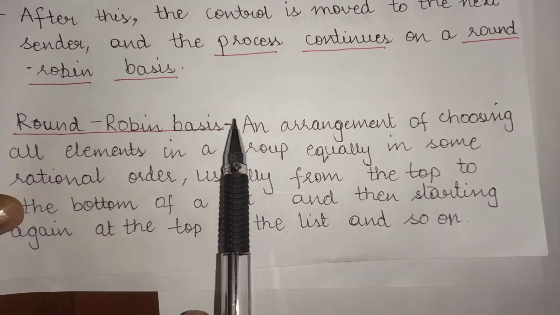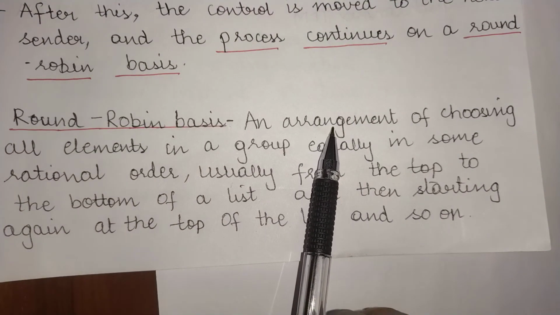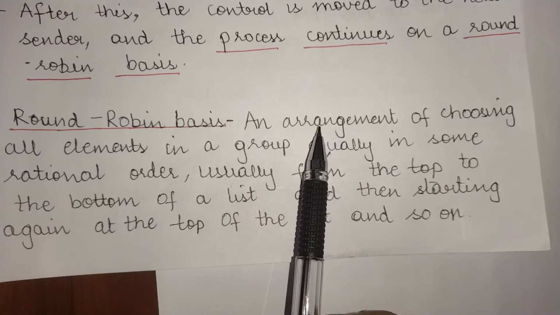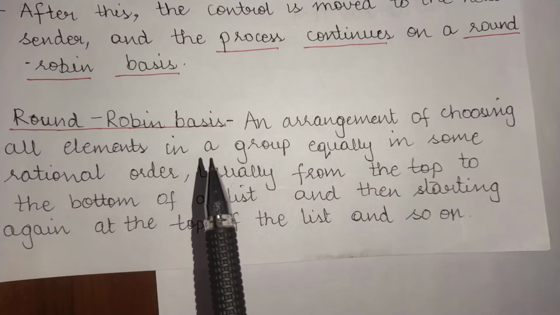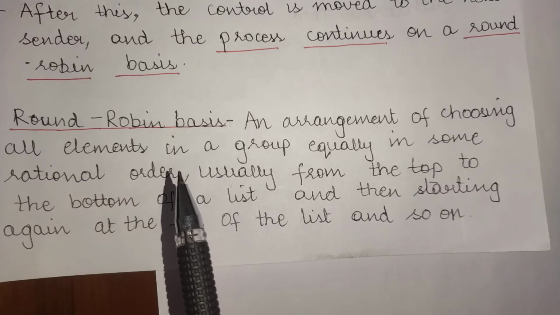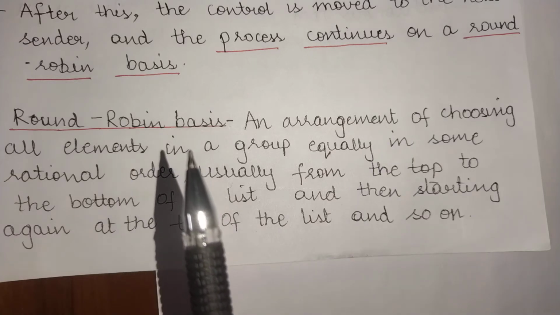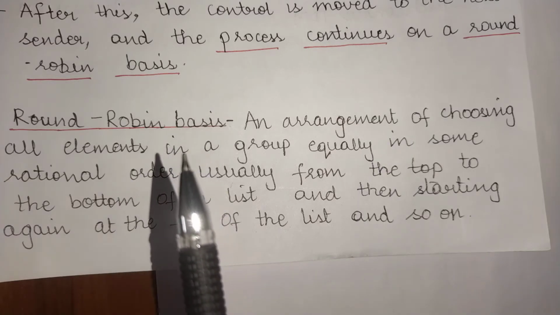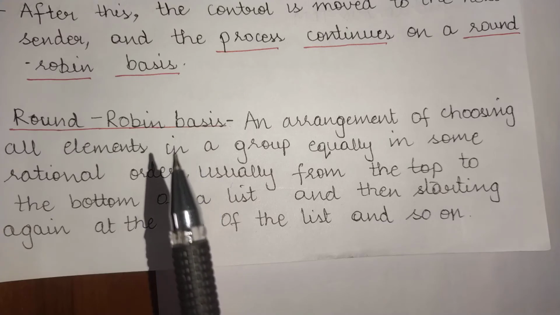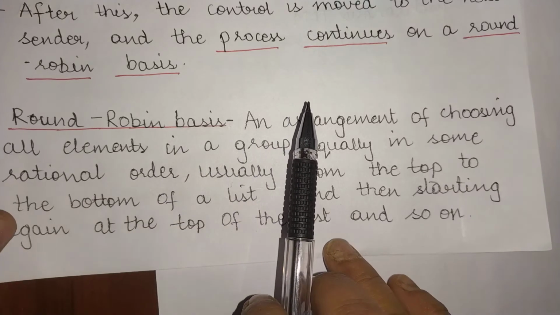Now what is round robin basis? Basically in round robin basis, you choose elements out of a group of elements in such a way that you start from the top to the bottom, or from the first element to the last element. That is, you start from the first element or the topmost element, you go on to the second element, third element, till the last element, and then you again move on to the first element and then second element till the last element, and then again to the top or first element. So this continues. This particular basis of selecting elements is known as the round robin basis.